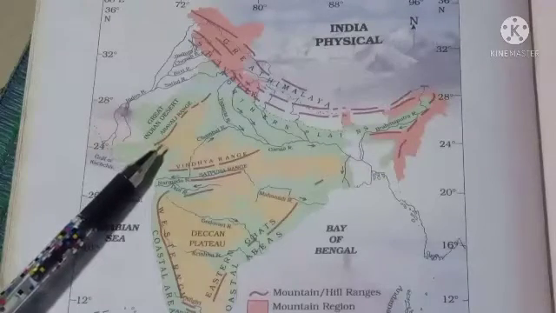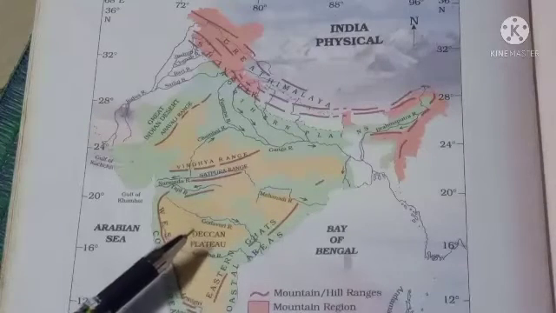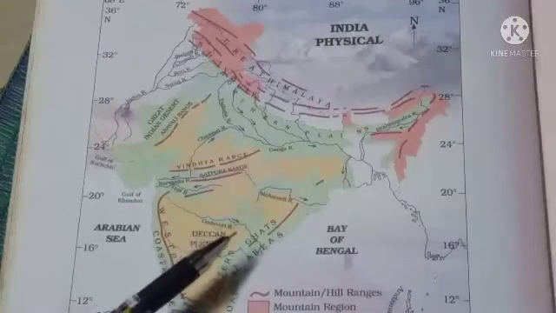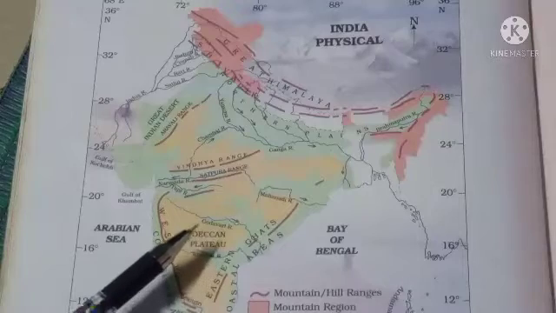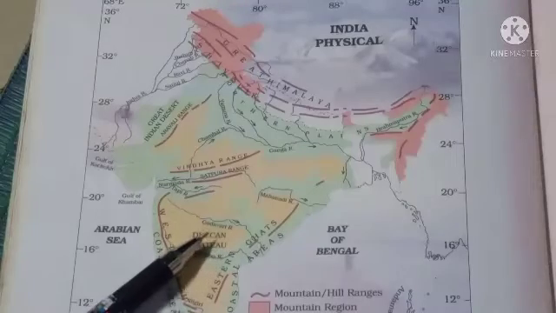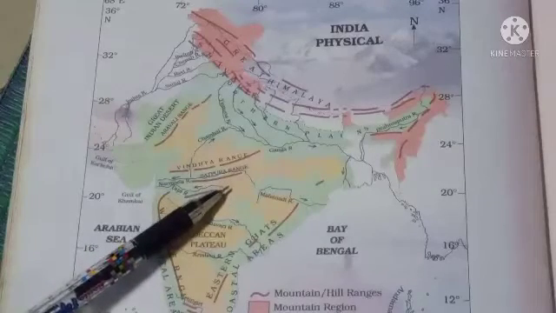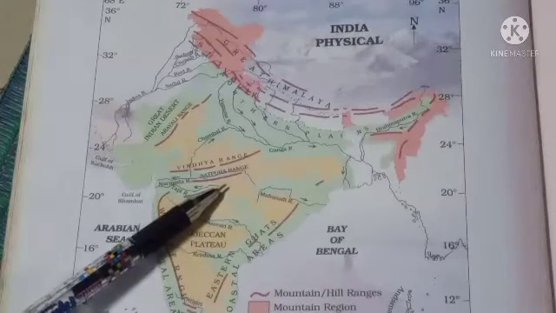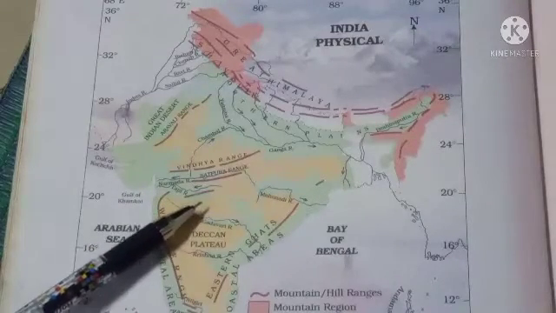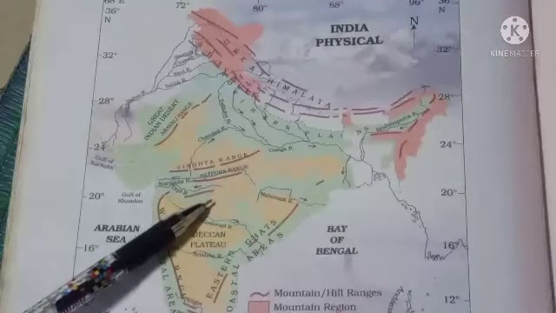Then if we come to the southern part of India, it is the peninsular plateau, and there are 3 plateaus here. They are the Deccan Plateau, the Chota Nagpur Plateau and the Malwa Plateau. And we can speak about the Vindhyas also. Vindhyas and Satpuras are the important ranges. Here is the Vindhya range and the Satpura range. The rivers Narmada and Tapti flow between these 2 ranges, the Vindhyas and the Satpuras.